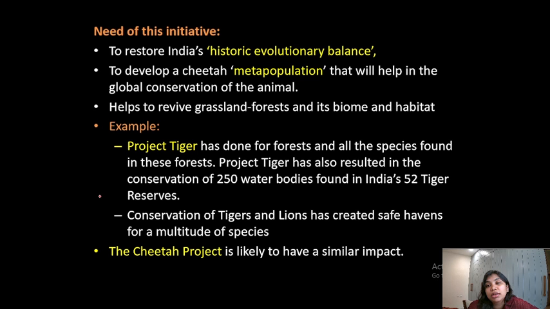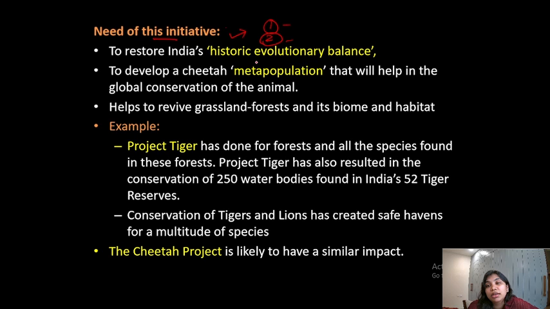Now, as I told you earlier, the important questions from this topic could be: why do we need this initiative, and do we have to continue such initiatives further? This is an important question. And the second is why they selected Kuno National Park. Why do we need this initiative? What is the significance of it?